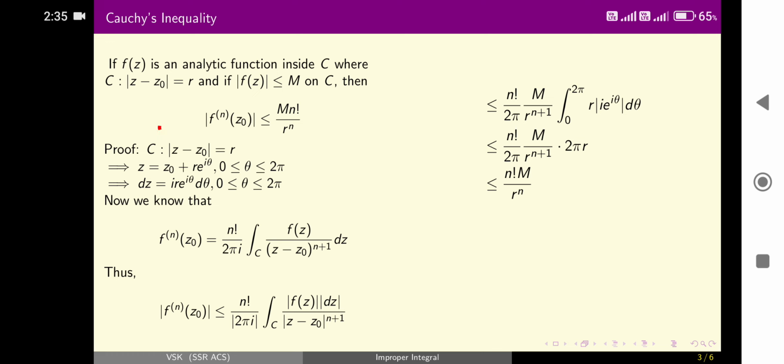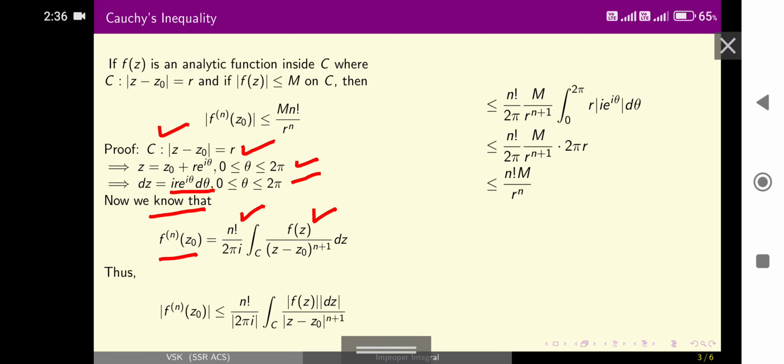So here C is given as a circle, |z - z0| = r. This implies z = z0 + r e^(i theta), 0 < theta < 2 pi. This implies dz = i r e^(i theta) d theta, where theta lies in this interval. Now we know that the nth derivative of f at z0 is given by n factorial divided by 2 pi i, integration over C of f(z) upon (z - z0) to the power n + 1.